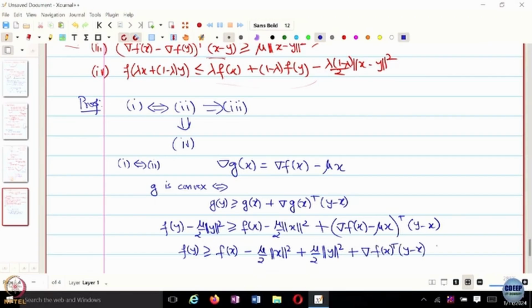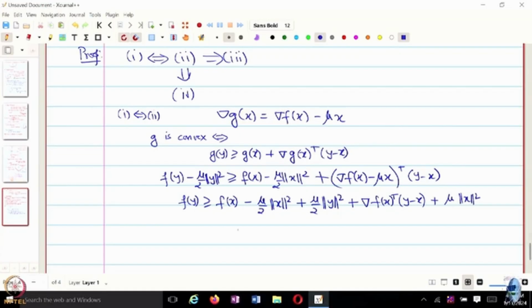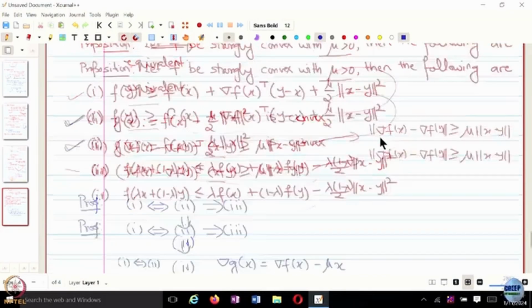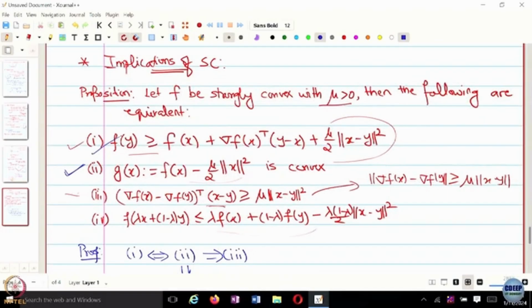And then you have minus plus mu times norm x squared, right? So plus mu minus mu by 2 gives you again plus mu by 2, and then you can do the square completion. This turns out to be f of x plus mu over 2 times norm x minus y squared, and this is the first characterization of the strongly convex function. Is this clear?